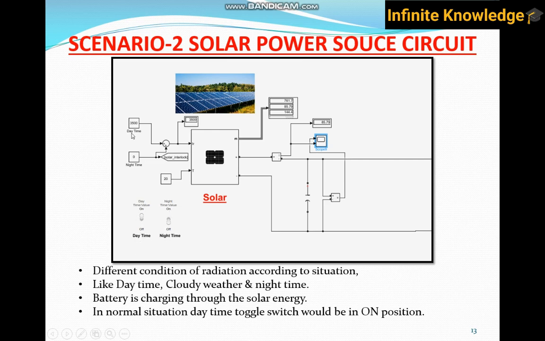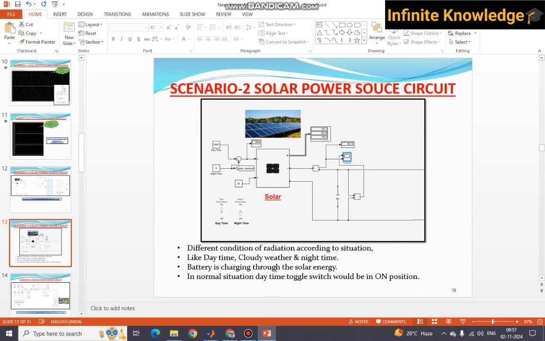So it is daytime, there is satisfactory radiation, there is satisfactory voltage generation, and the battery is charging. Okay, so yes, no cloudy weather. I have not considered the cloudy weather here. I just removed it. In the previous model, I had considered the cloudy weather also.